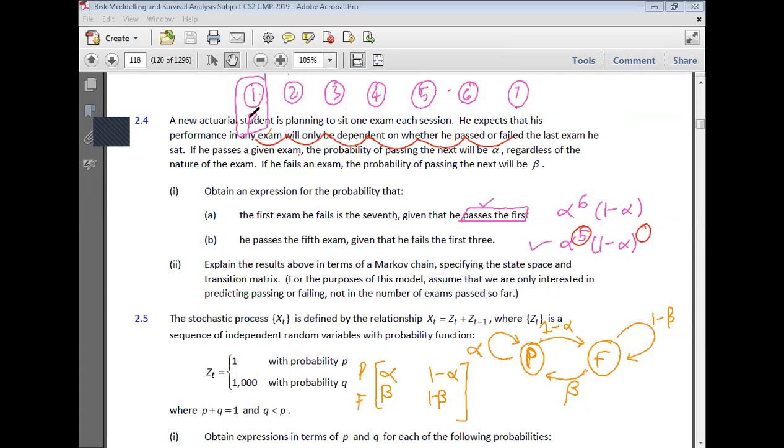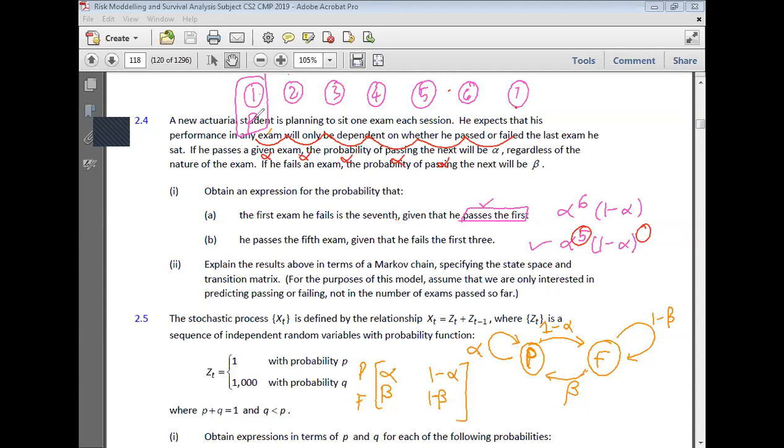So the probability that he will pass the next exam is alpha, alpha, alpha, alpha, alpha. We are starting from the point after the first exam is over, not from the beginning. Yeah, right, because they've given to us that this guy has passed the first exam.